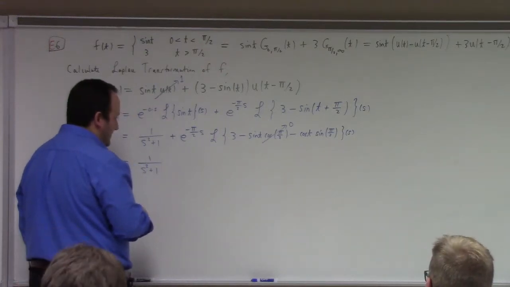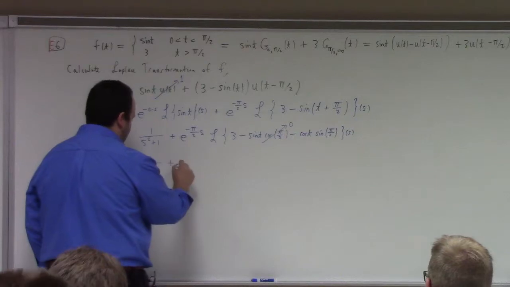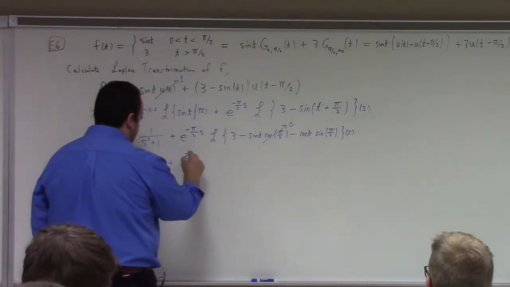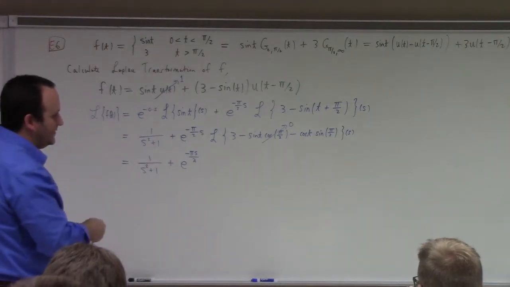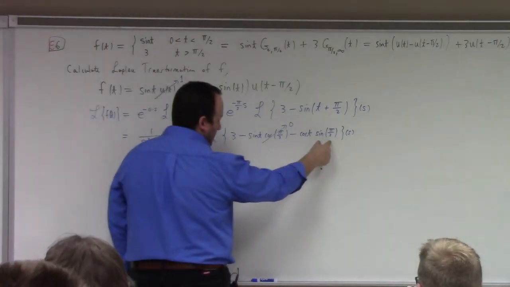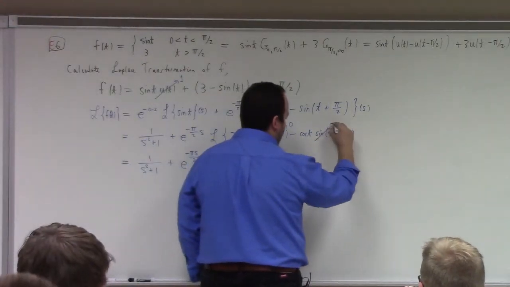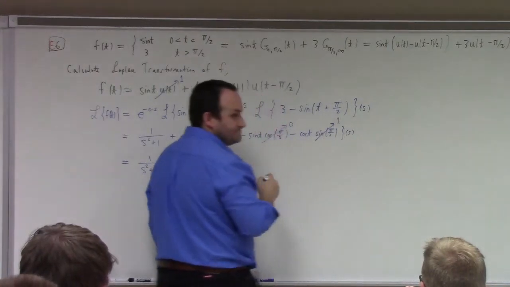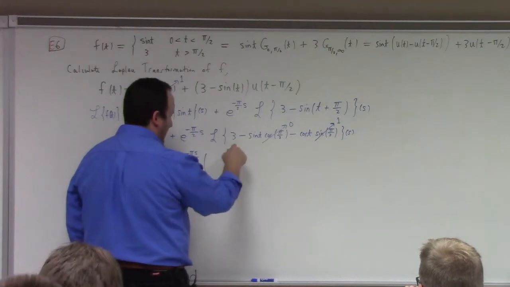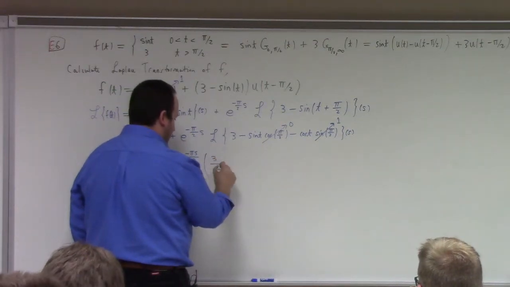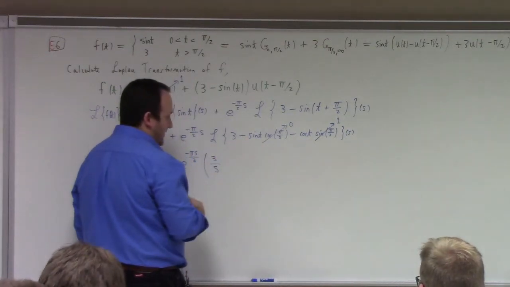We know this. This is something we know. All right. Anyway, and then, so what is sine of pi over 2? Well, sine of pi over 2 is 1, right? So what we have here is a 3. What's the Laplace transform of 3? It's 3 over s, going back to example 1 last time.